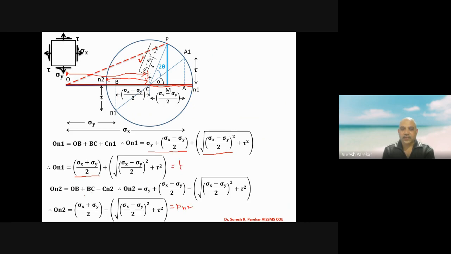And you can see from this that we get PN1 and PN2, that is equal to (sigma x plus sigma y)/2 plus or minus root of ((sigma x minus sigma y)/2) whole square plus tau square. And likewise we can derive equations by using Mohr's circle.